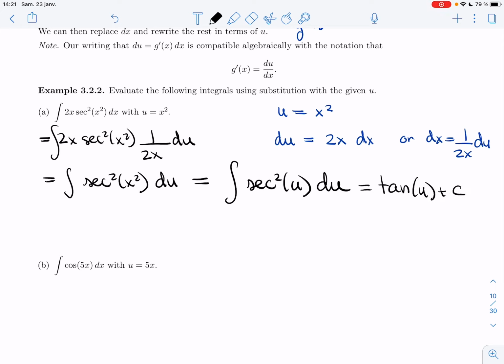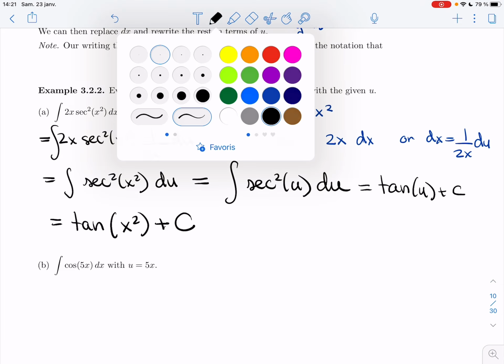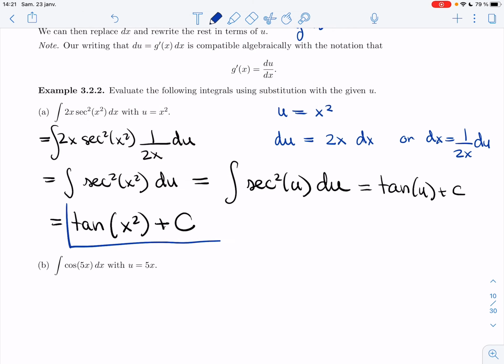Once again, the answer to a question where x is the variable should be something where x is the variable. So what you do now is you take your x squared and you put it back instead of u. So I get tan of x squared plus c. And that's the answer. If you want to check, you can start with this and differentiate it and check that you get this. Notice that the 2x is going to be the derivative of the inside. That's going to come from the chain rule.